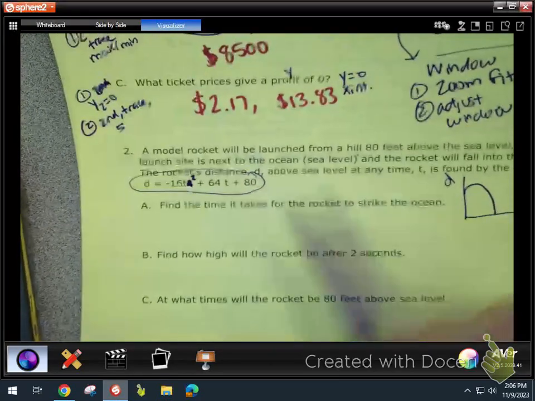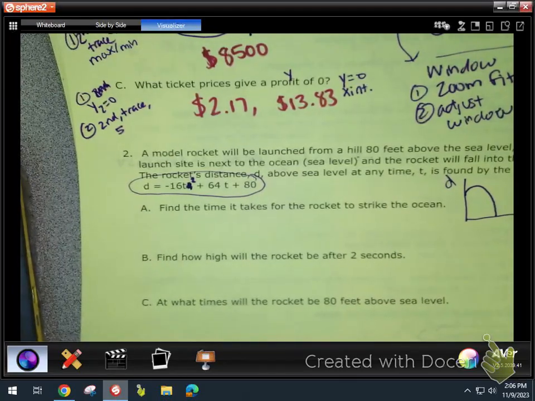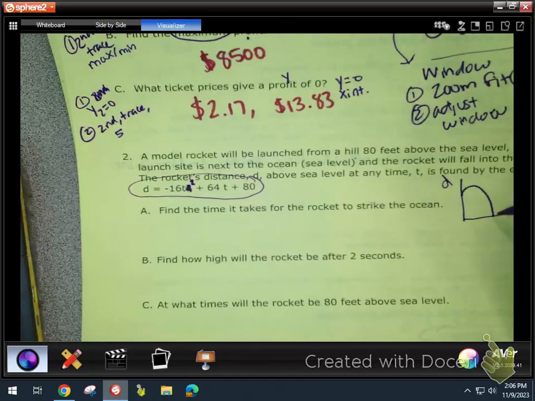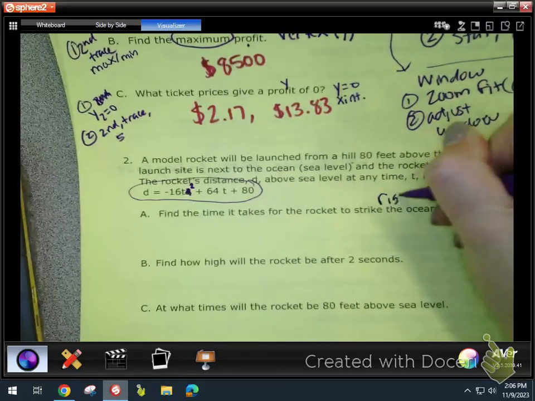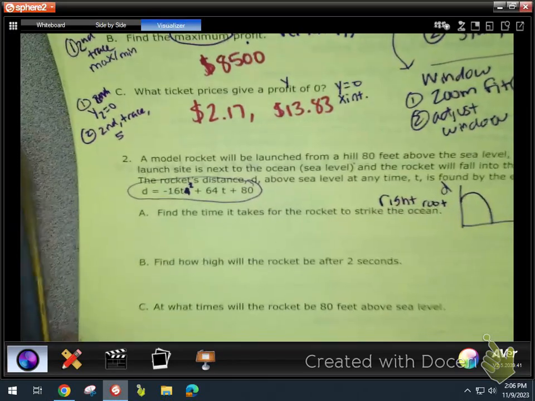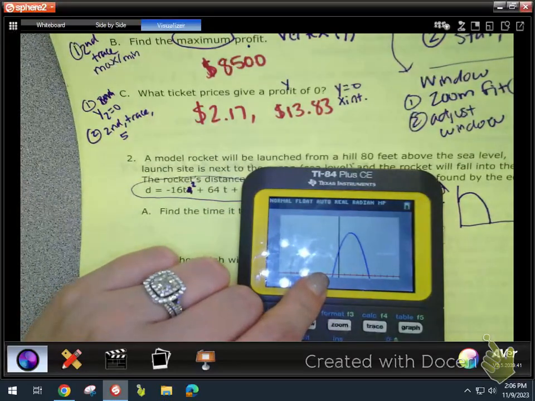Question A. Find the time it takes for the rocket to strike the ocean. What are we looking for? X intercept. Which one? The farthest to the right, the second one, the right root. The left one doesn't make sense in the story. The left one's negative. We don't have negative time.